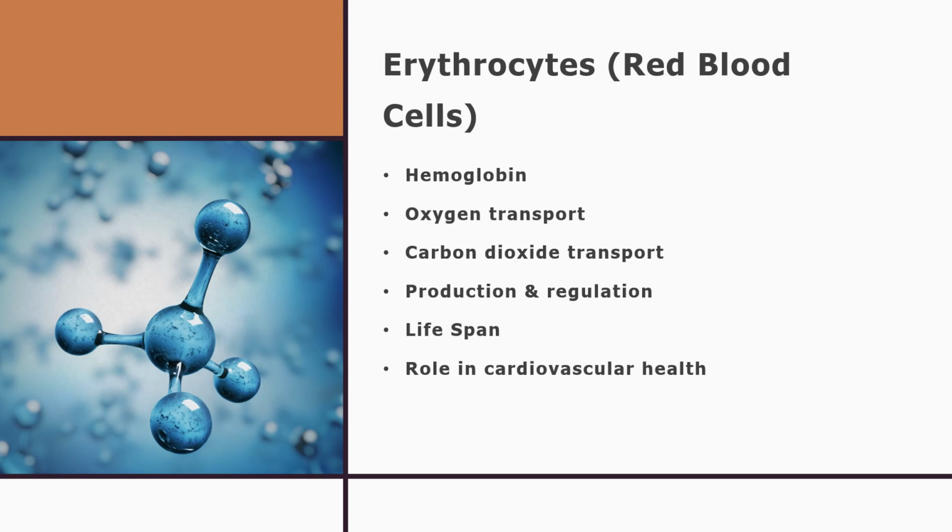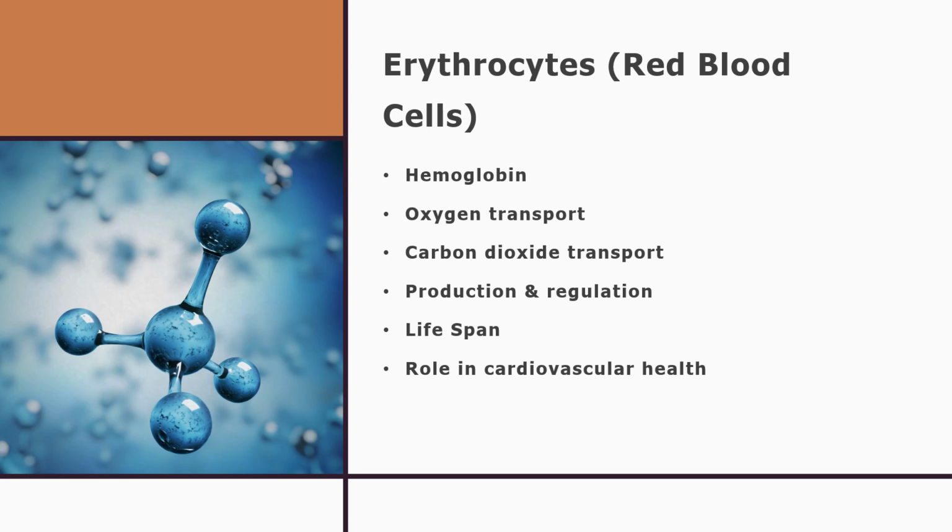Production and regulation. Erythrocytes are continuously produced in the bone marrow through a process called erythropoiesis. The production of erythrocytes is regulated by the hormone erythropoietin, which is released by the kidneys in response to low oxygen levels in the blood. Lifespan. The average lifespan of an erythrocyte is around 120 days. As they age, erythrocytes become less flexible and are removed from circulation by macrophages in the spleen and liver.